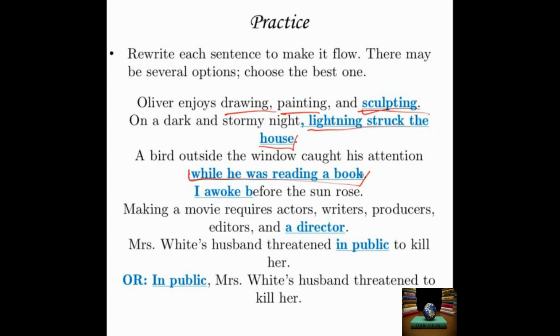While he was reading a book is an adverbial phrase modifying the verb caught. When did it catch? While he was reading a book. So now we've put while he was reading a book as close as possible to the predicate caught his attention. Next, we had another list of things, and it ended in a big clunky phrase that we kind of stumbled over at the end of the sentence. Here's how we fixed it.